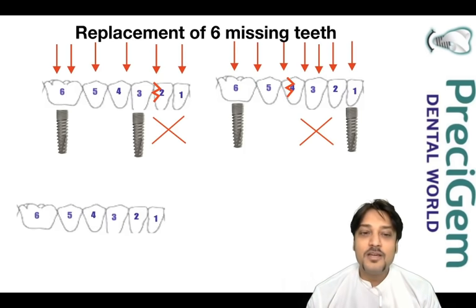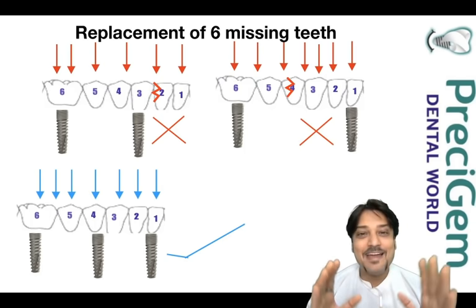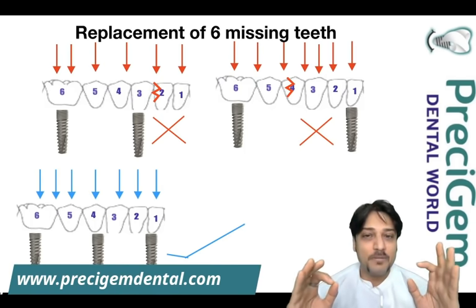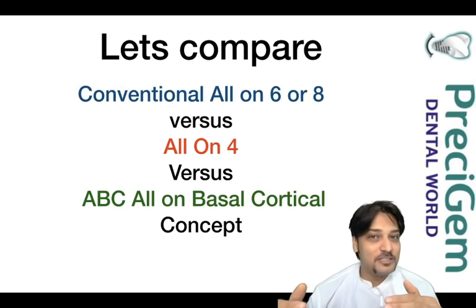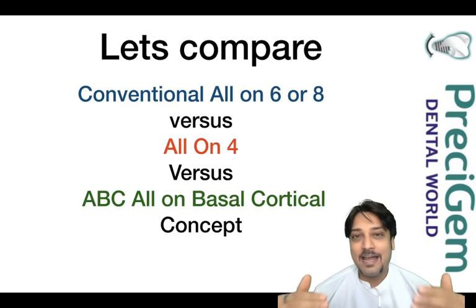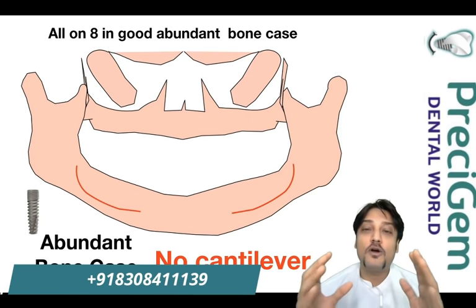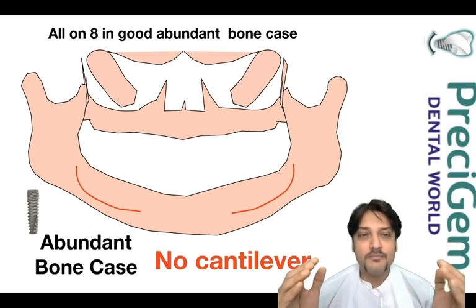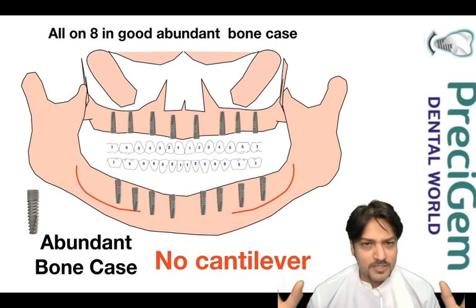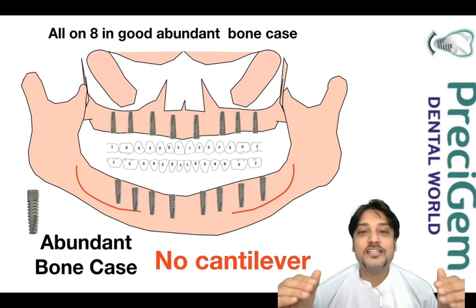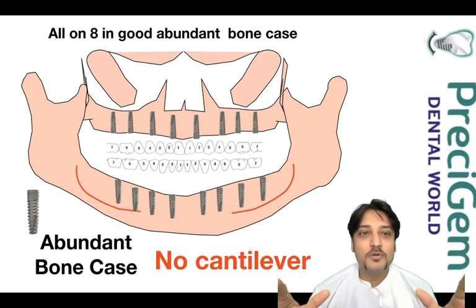The best would be to place either 4 or a minimum of 3 implants in proper positions and replace the teeth with proper equilibrium. Now let's compare all-on-4 with all-on-6, all-on-8 and the all-on basal cortical concept, so you'll get a clearer idea. Guys, you're very well aware of what abundant bone is. Initially, long back when the bone used to be good, and even today, many doctors place 8 implants, wait, and then give teeth to the patient after 2 to 3 months. But this is a rare scenario where we get such a good amount of bone till the second or third molars, everywhere the bone is abundant.